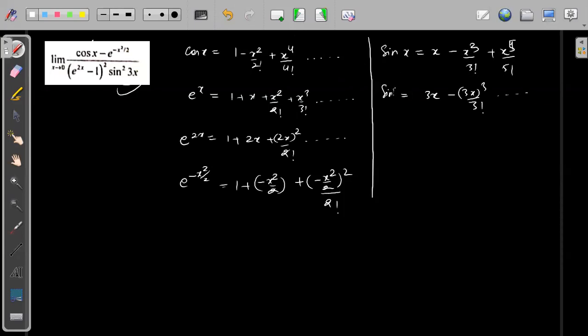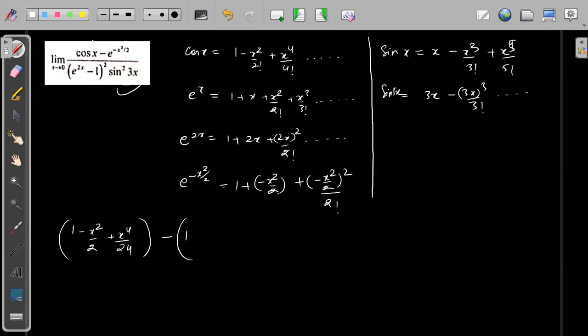Now if I substitute these values, cos x will become 1 minus x square by 2 plus x to the power 4 by 4 factorial, which is 24, since 6 into 4 is 24. I'm not writing the next term because I think this will be sufficient. So I'm writing the first 3 terms, okay? Minus e to the power minus x square. So this is minus 1.